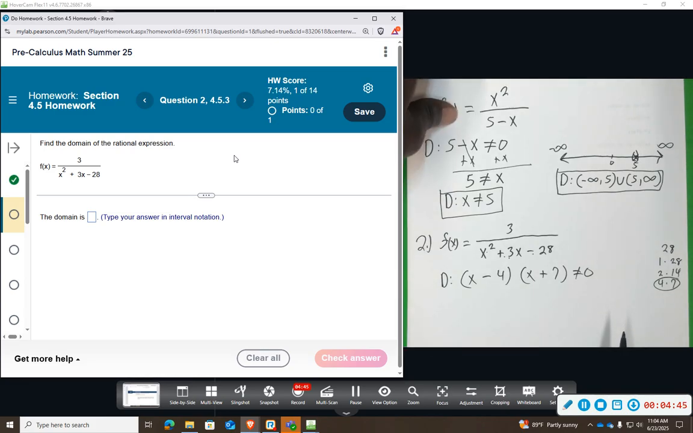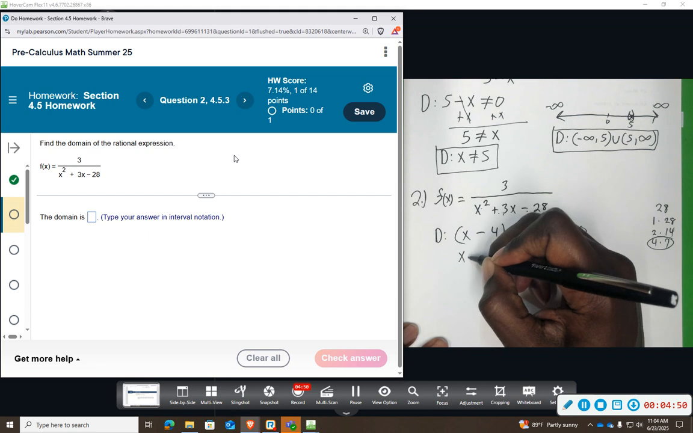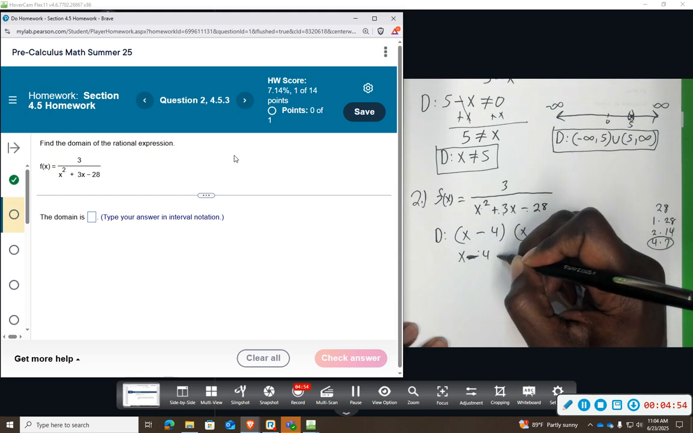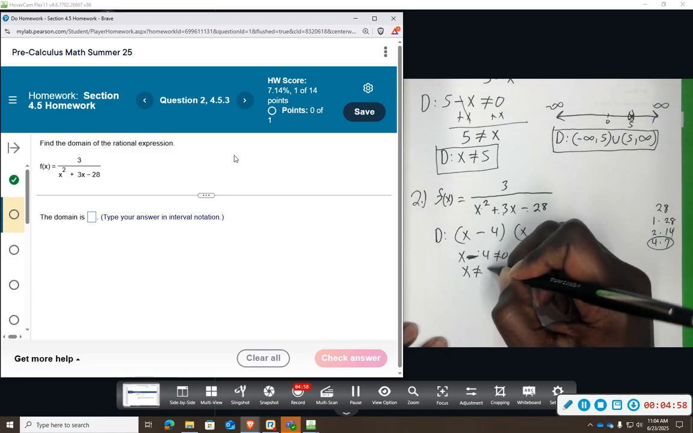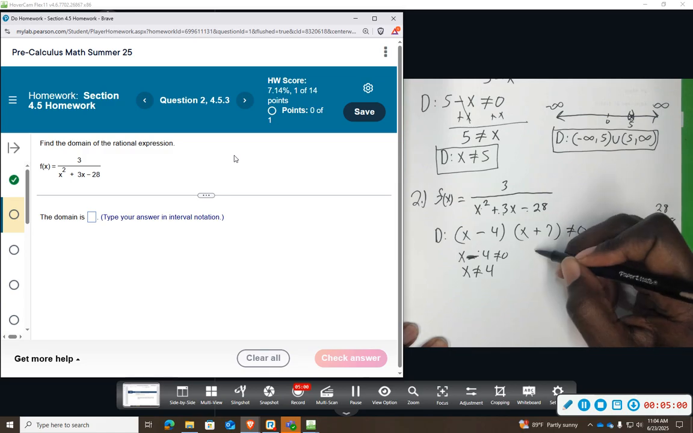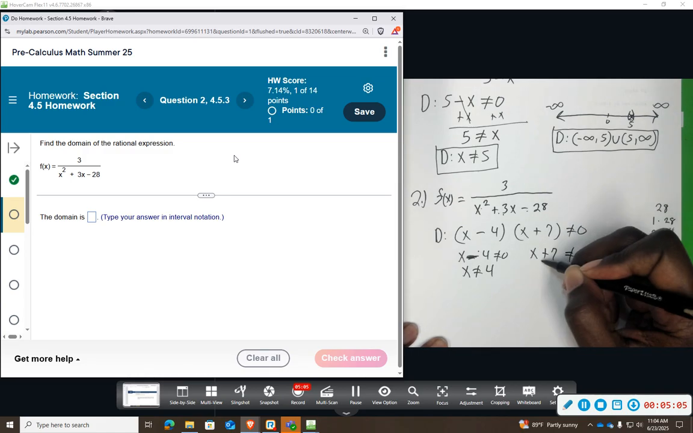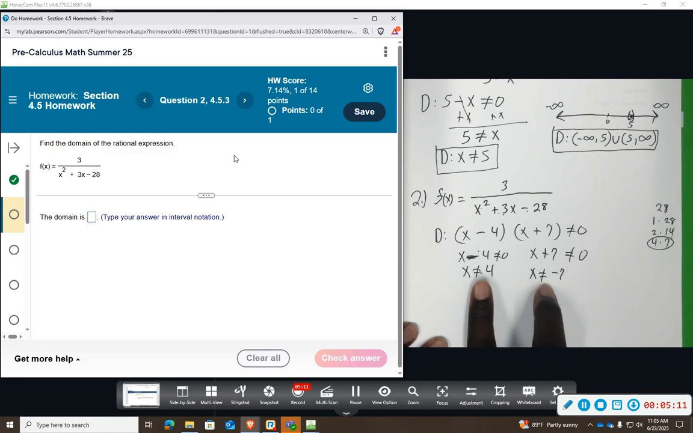So let's figure out what those numbers are. Here we would set x minus 4 not equal to 0. We would add 4 and we get x cannot be equal to 4. And with this one, x plus 7 cannot be equal to 0. We would have to subtract 7, and that would give us x cannot be equal to negative 7. So these two numbers would make the denominator 0.